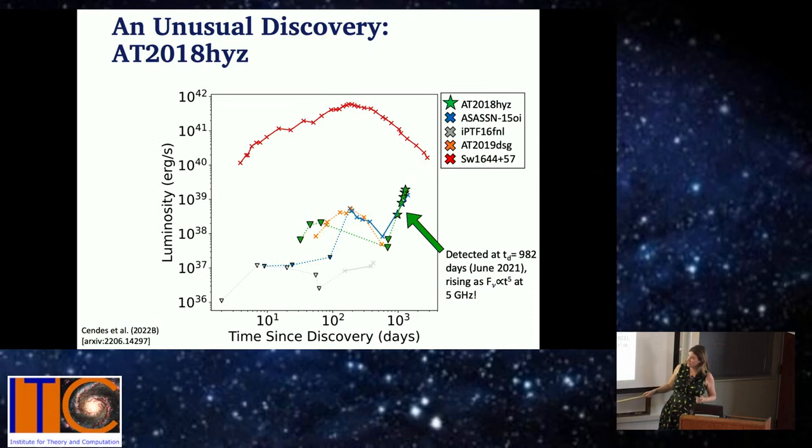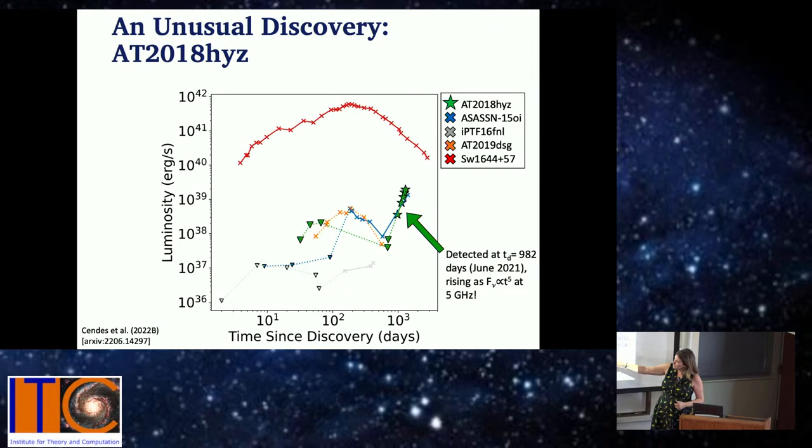So this is a luminosity plot. So we're adjusting for distance when we're talking about how bright these things are. Time since discovery here on the x-axis. This is a relativistic TDE, a very famous one. You can see very much more luminous than 99% of the non-relativistic TDE population. This yellow one here is just a typical TDE that was detected within the first few months. You can see it kind of rose and then it faded.